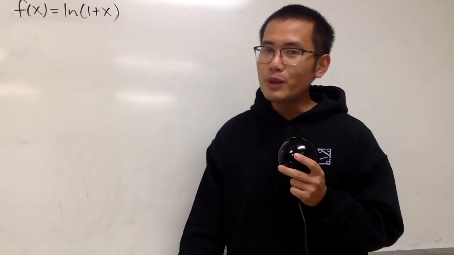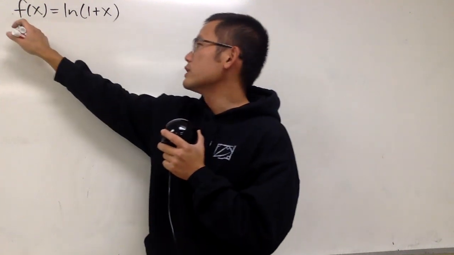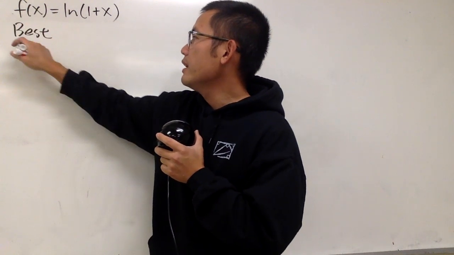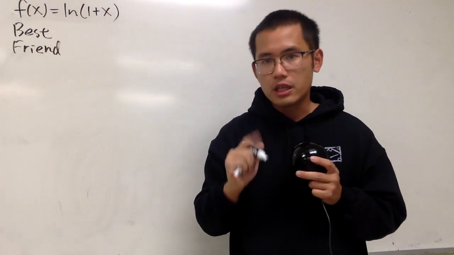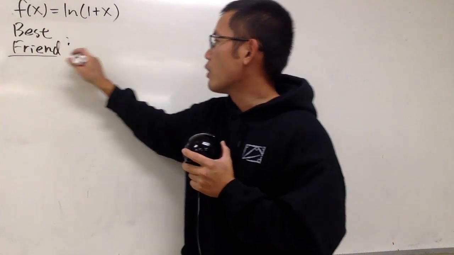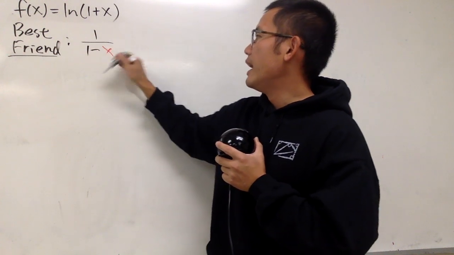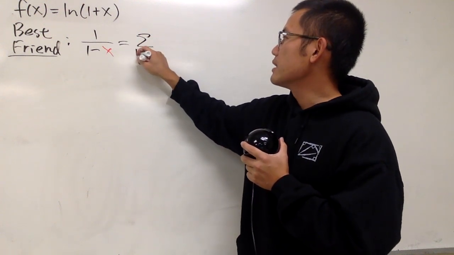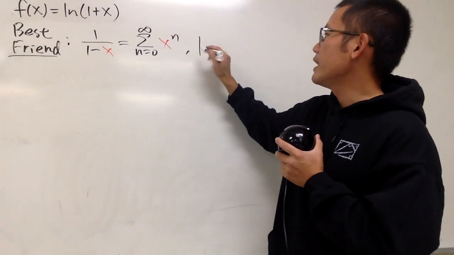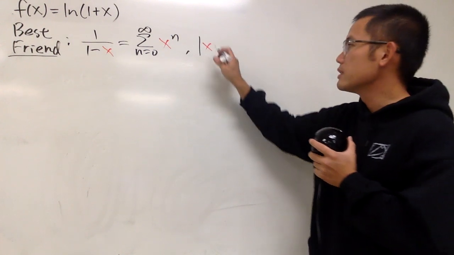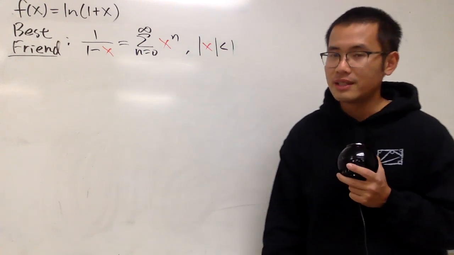Okay, we will find out the power series expansion for the function natural log of 1 plus x. And of course, we will utilize our best friend. So of course, I will write it down right here for you guys. And here we go. This right here is of course 1 over 1 minus x. And this is the sum as n goes from 0 to infinity, x to the nth power. And don't forget to mention the absolute value of x has to be less than 1 in order for the best friend to actually work.